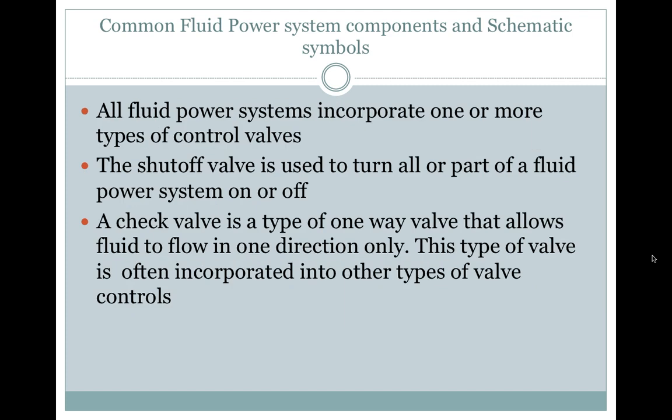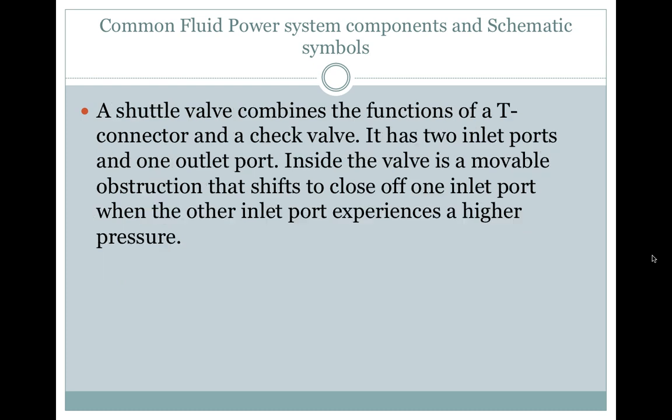All fluid power systems incorporate one or more types of control valves. The shutoff valve is used to turn all or part of a fluid power system on or off. A check valve is a type of one-way valve that allows fluid to flow in one direction only. This type of valve is often incorporated into other types of valve controls.